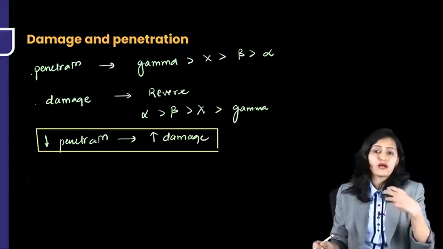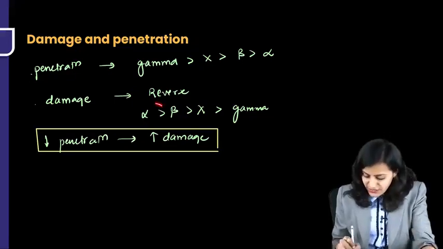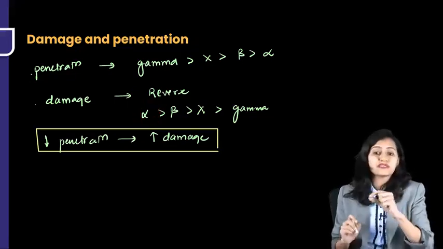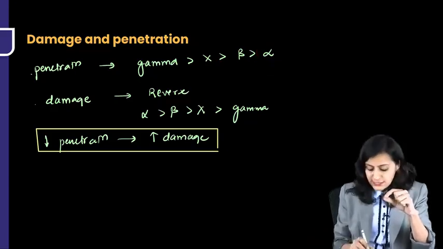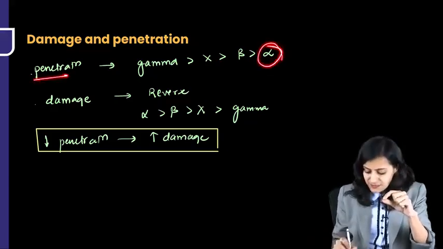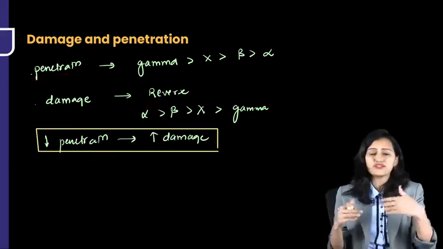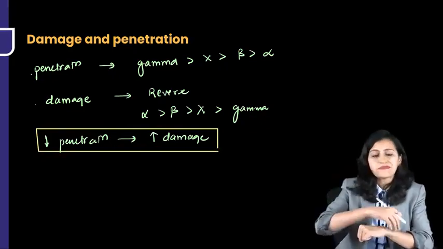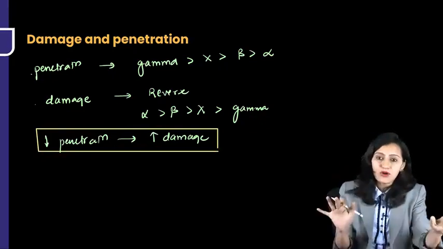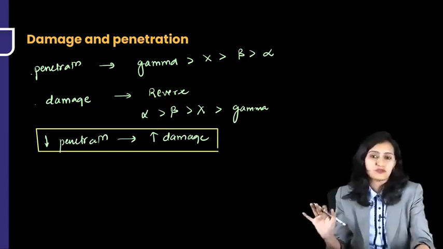Now, out of these radiation, which is the one which is the most damaging? So remember that alpha particles are the ones which are the most damaging and they have the least penetration. So for penetration, alpha has least penetration but maximum damage. You can remember it as alpha particles, they do not penetrate the body. So what happens? They stay in the body and they have a good enough time to stay in the body and cause damage to the body.